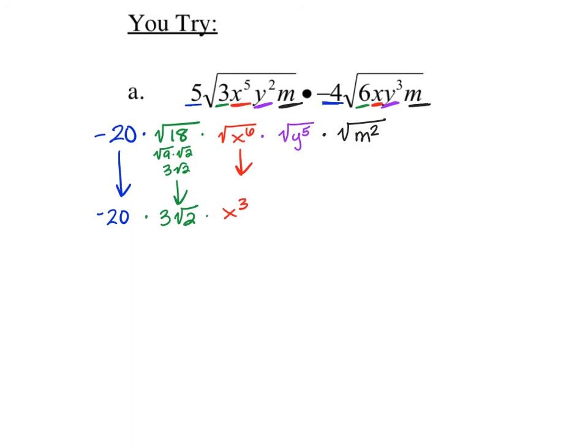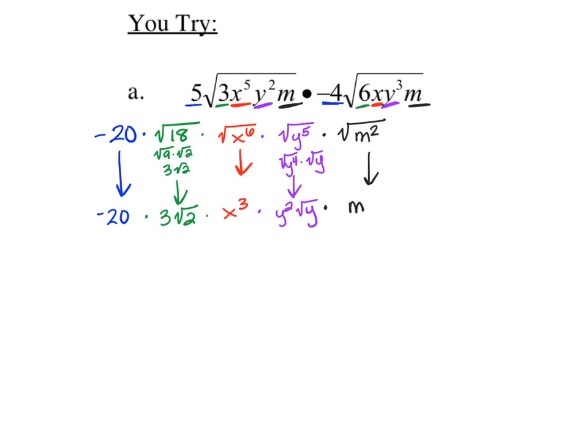And then you want to rewrite the y to the 5th with an even exponent. So this is going to be the square root of y to the 4th times the square root of y. So that would give me y squared root y. And then this one will just be m.